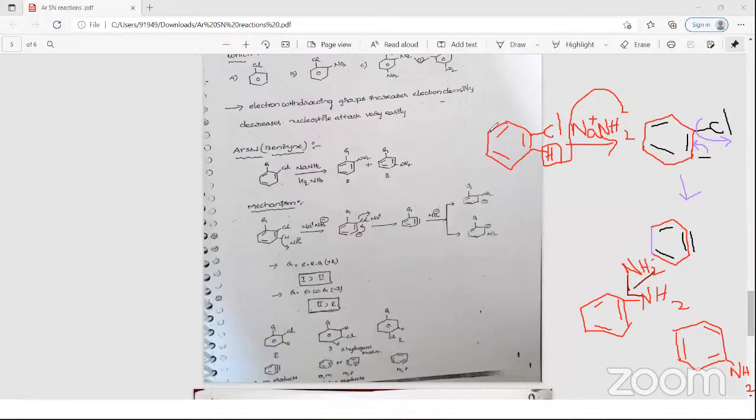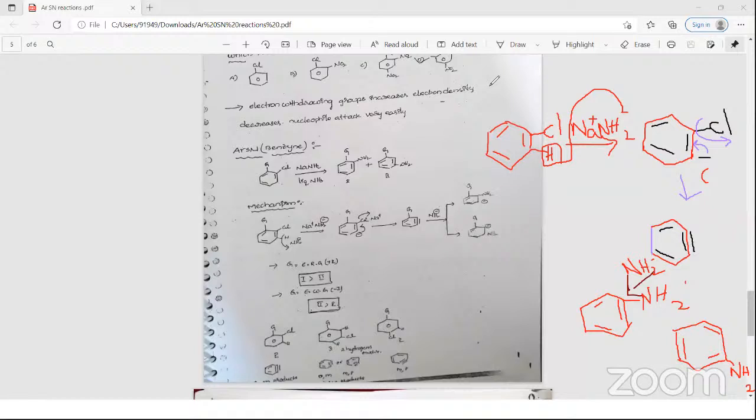And this is also called the elimination addition mechanism. Why? Because first it is eliminated: Cl minus is eliminated, H and Cl are eliminated. Both H as well as chlorine are eliminated. After that, addition takes place. Therefore, it is called an elimination addition reaction.